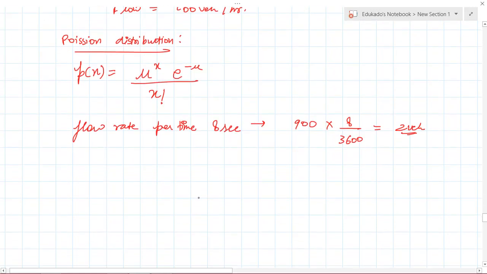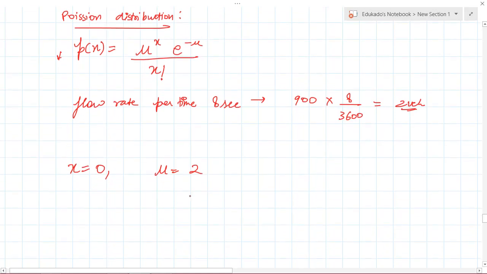So what is the probability that in 8 seconds none of the vehicles will pass? We can calculate that using this. We substitute x as 0 because we need the probability of 0, and the mean is given as 2. We don't need to consider the time separately because it is already included in calculating the 2. When you substitute these values, P0 comes out to be 0.135.